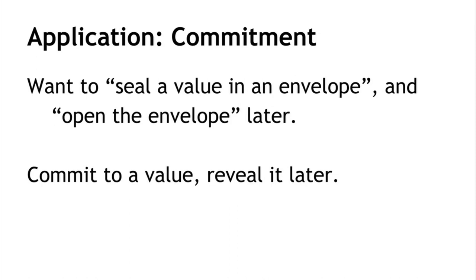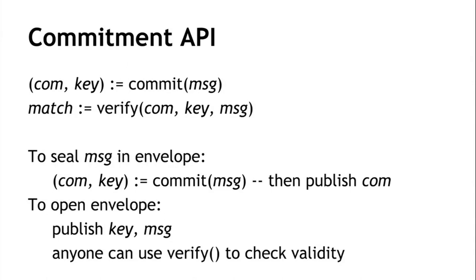To be more specific about the API that we're going to provide here, the commitment API looks like this: there are two things you can do. First, you can commit to a message, and that returns two values, a commitment and a key. Think of the commitment as the envelope that you put on the table, and the key as a secret key for unlocking the envelope. Then later, you allow someone else to verify, given a commitment, a key which you've told them in the meantime, and the message, that the commitment, key, and message really do go together. This returns true or false.